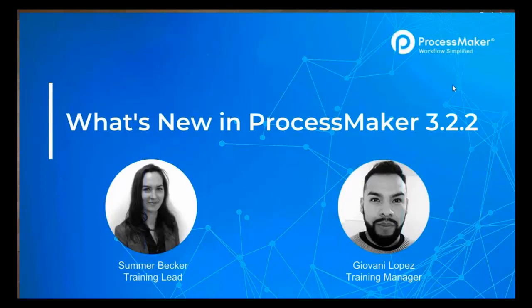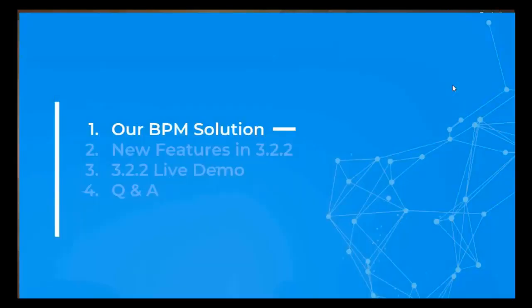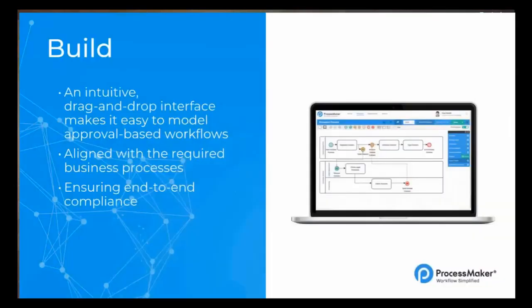Okay, Summer, so I think we're ready to get started here. So this is our agenda for the next half hour or so. First, we'll start with ProcessMaker basics. From there, I'll give you a brief introduction of two of the biggest features in 322, Web Entry 2.0 and multiple file versioning. After that, Giovani will present his demo of 322, and then finally, you'll have the chance to submit your own questions about ProcessMaker 322 for Giovani to answer.